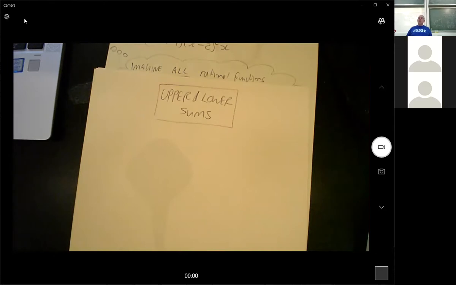Right. So way back at the beginning when I talked about the fundamental theorem of calculus, I said that it's all about definite integrals. And so upper and lower sums are a definition of what a definite integral is.